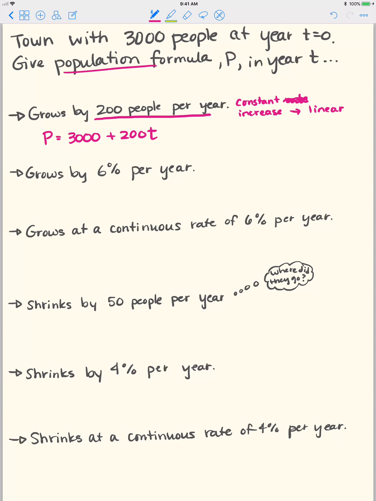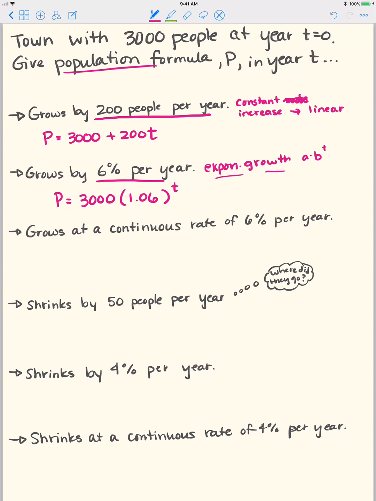Okay, if it grows by 6% per year, this is exponential growth, in which we did initial value times a growth factor to a power. So our population function here is 3,000 initial value. 6% growth is a 1.06 growth factor raised to the t power. Okay, so that's just your basic exponential growth.